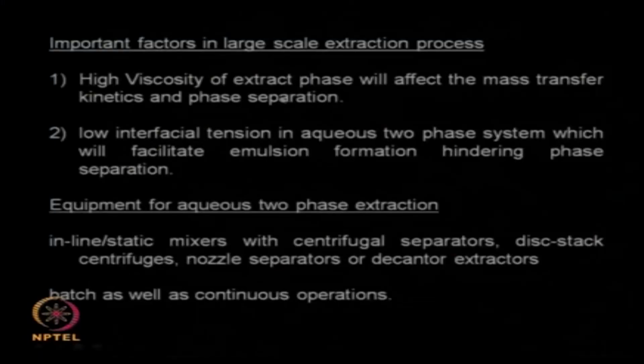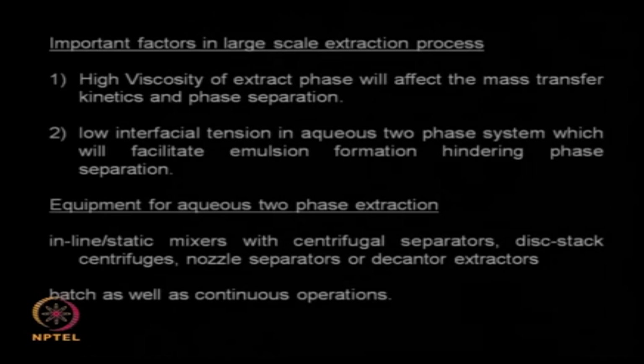Problem number 2: if you have low interfacial tension in an aqueous two phase system, you can have small emulsion droplets. When you have emulsion droplets, because you have water, you have solvent, you have surfactant, and the interfacial tension is also very low. So, what happens?